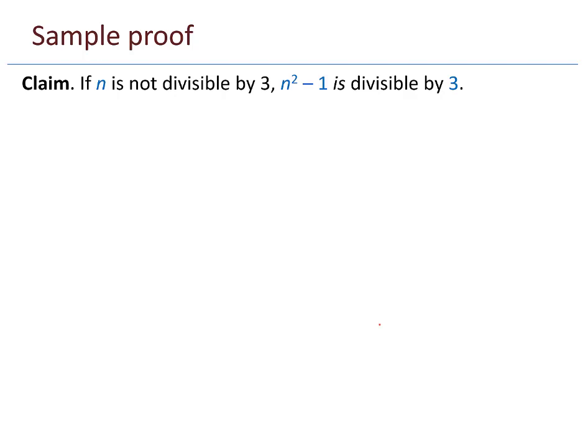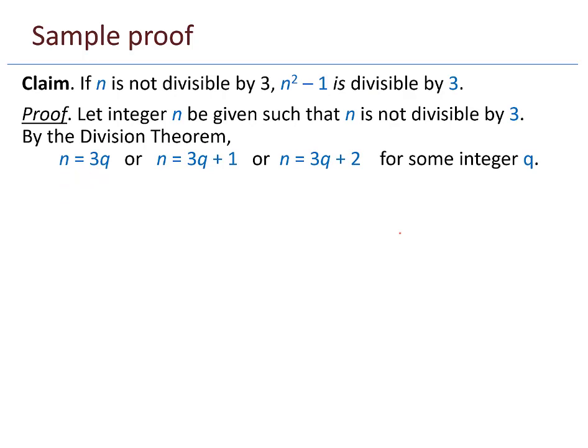Here's a sample proof that one might do using this idea of divisibility. The claim: if n is not divisible by 3, then n squared minus 1 is divisible by 3. So here's our proof. Let integer n be given such that n is not divisible by 3. Then here's our division theorem. By the division theorem, one of three things has to be true. Either n equals 3q, or n equals 3q plus 1, or n equals 3q plus 2 for some integer q.